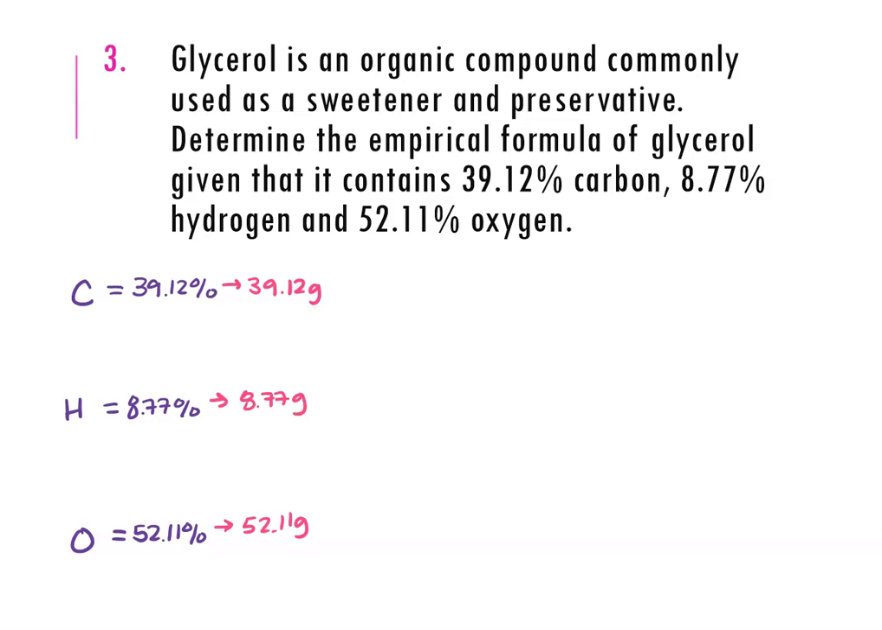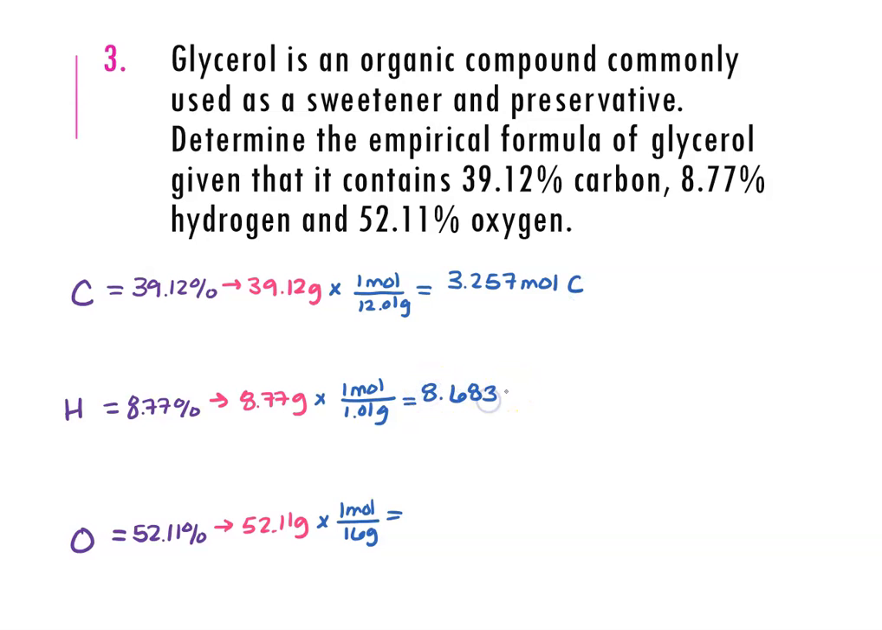Now I'm going to do percent to mass. Now that I have mass, I'm going to divide by molar mass. I have 1 mole: carbon's molar mass is 12.01, hydrogen's is 1.01, oxygen's is 16. Putting this into my calculator, I get 3.257 moles carbon, 8.683 moles hydrogen, and 3.257 moles of oxygen. Two of these are the same, which is great because that means I have less math to do, and that's the smaller one.